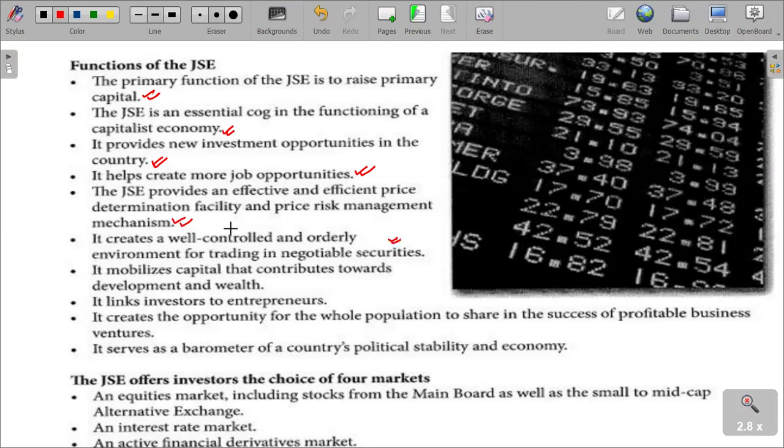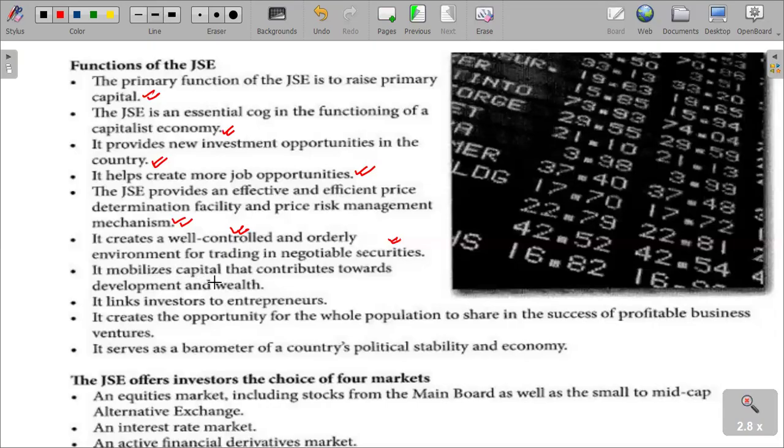I'm sure that we can agree as a class that a well-controlled and orderly environment is created through the JSE, so that individuals do not do things according to their own interest, through hijackings or trying to be mafias and so forth. In terms of business, business is officialized through the JSE, which controls it by providing standards, rules and regulations, which define the order of the day and the running of the trading of shares.